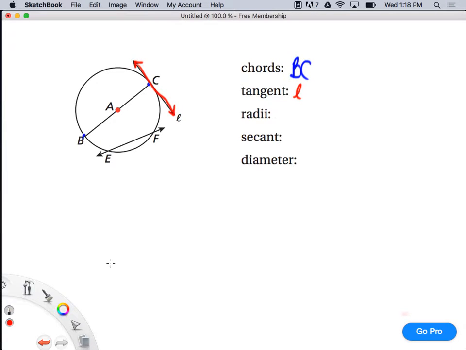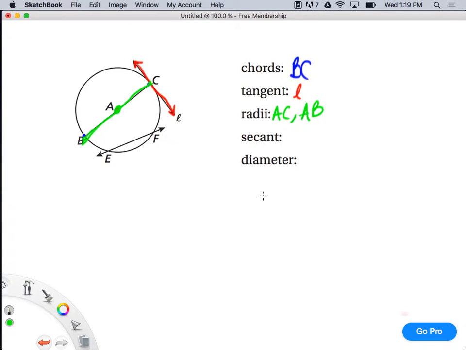All right. Which is a radius? Which are radii? From A to C is a radius. And what else? A to B. From A to B is also a radius. You see? From this point to this point. We can't just say A, because that's not a line. A line segment is defined by two points.